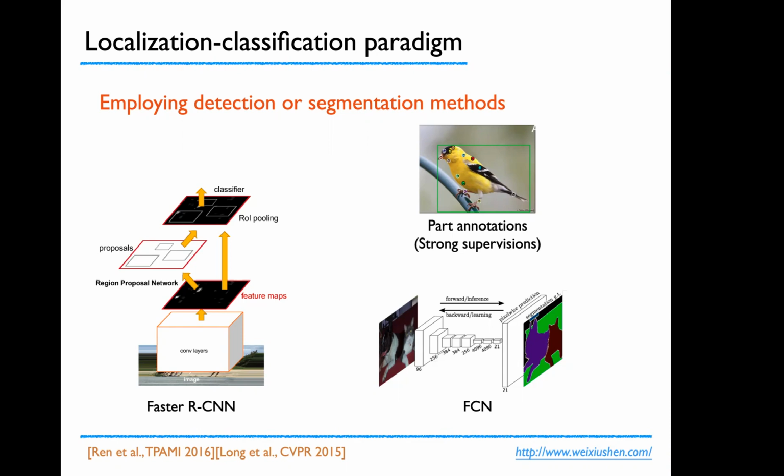Earlier works in this paradigm made use of additional dense part annotations, that is, key point supervisions, to locate semantic key parts of the objects. So that is why it is also called strong supervision in fine-grained recognition.